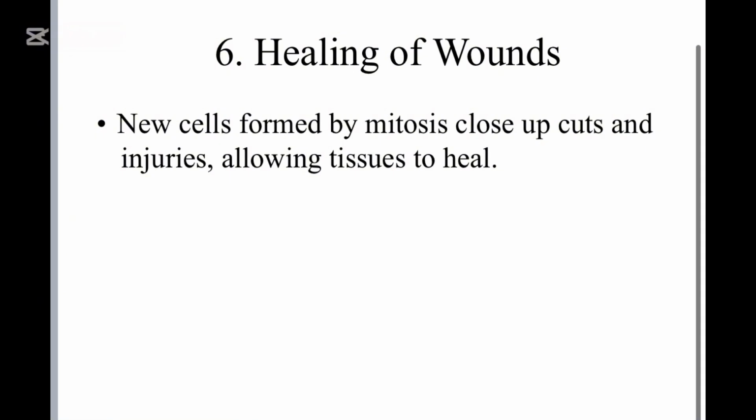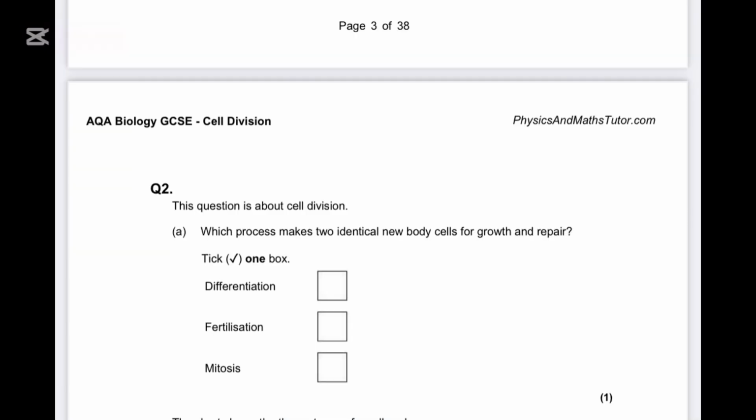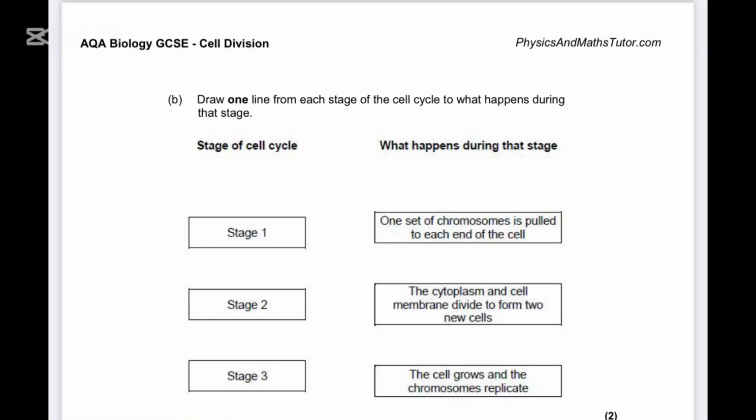Now, having known all of this, with the overview that we've seen under cell division, let's attempt some GCSE questions. First question. This question is about cell division. Which process makes two identical new body cells for growth and repair? The answer is mitosis.